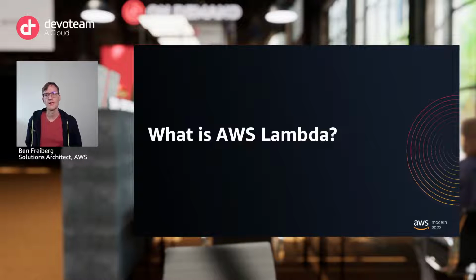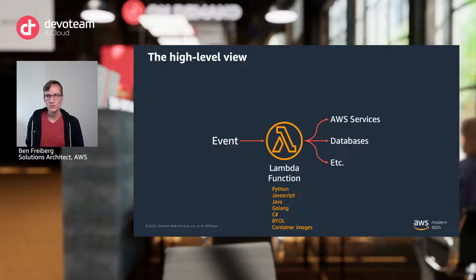So what is AWS Lambda? There are a few different answers to this question and a few different views. One view is, let's say, the high-level view. So abstractly speaking, a Lambda function is code, and that code is executed when certain events are triggered, and it can do many different things. For example, interacting with other AWS services.